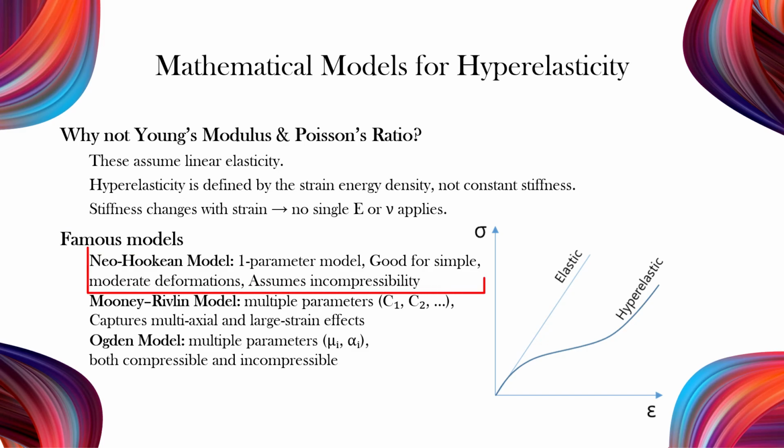The Neo-Hookean model is the simplest, suitable for moderate strains and incompressible rubbers. The Mooney-Rivlin model uses two or more parameters and captures a broader range of strain states. The Ogden model is more flexible and can describe both compressible and incompressible materials, often fitting experimental data for complex elastomers and biological tissues.